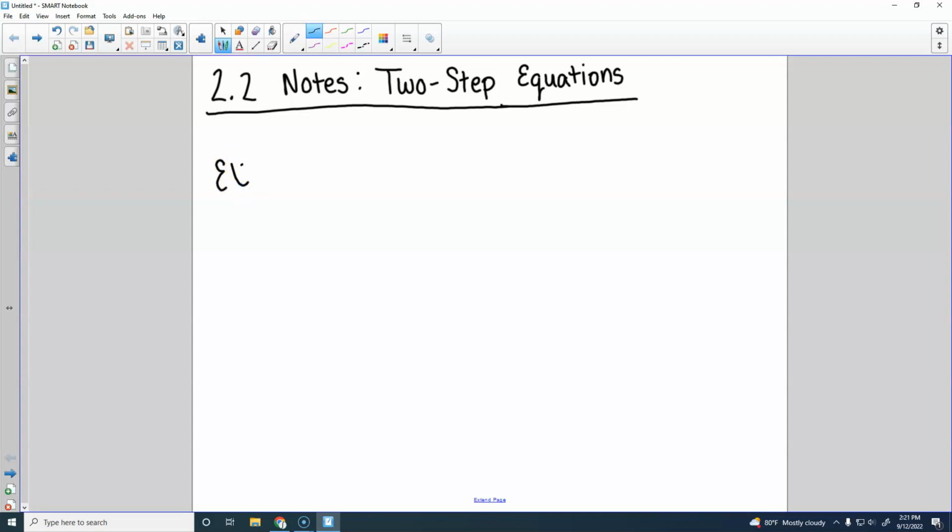Alright, so the most typical type of two-step equation you're going to see is something like this. 3x plus 5 equals 19.